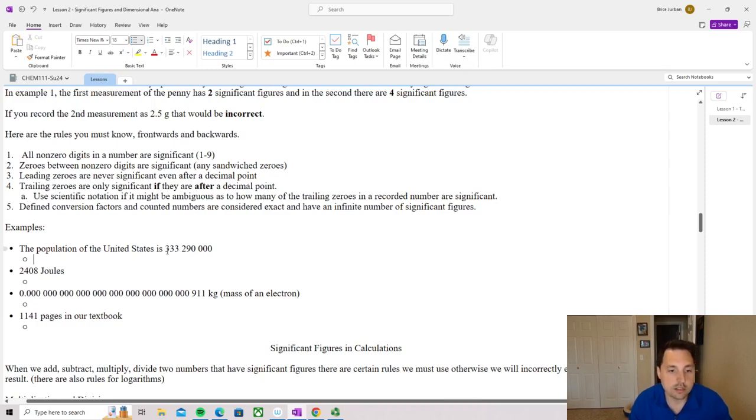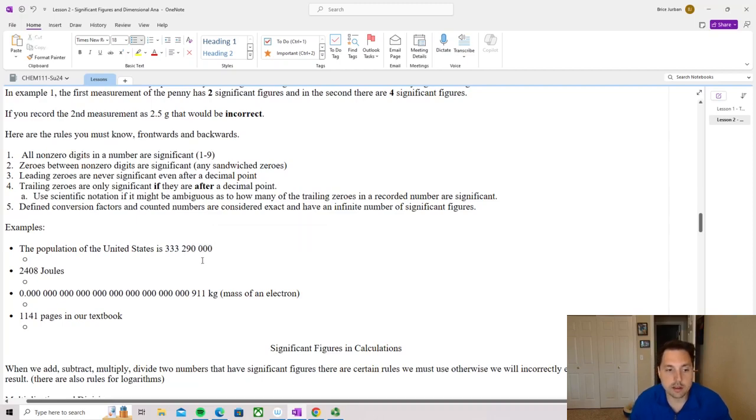All right, so when we look at this, we have a total of 9 digits. 5 of them are non-zero. And then we have 4 trailing zeros. Now, those 4 trailing zeros are before a decimal point. There is no decimal point. If there was one, it would be listed here. So these may or may not be significant.